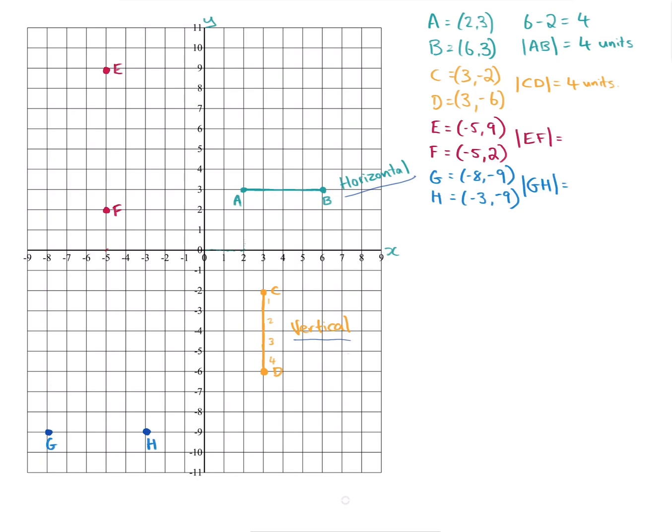So for example, with E and F, you count the number of boxes between E and F. So there's 1, 2, 3, 4, 5, 6, 7. So the distance between E and F is 7 units. And these are the sums we did for homework last week. And over here between G and H, we have 1, 2, 3, 4, and 5. 5 boxes between G and H, so it's 5 units.